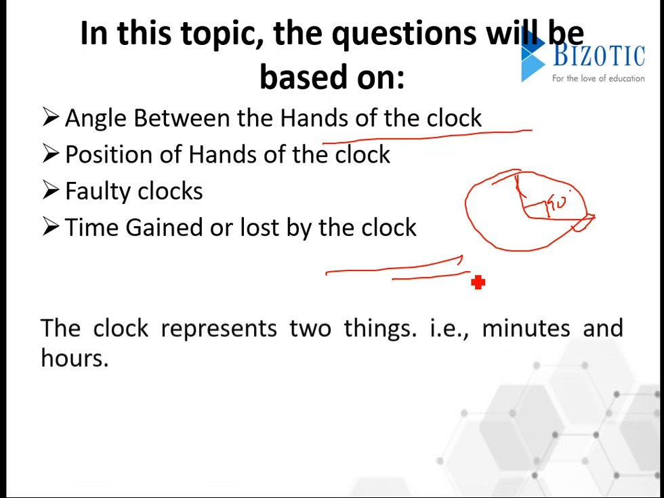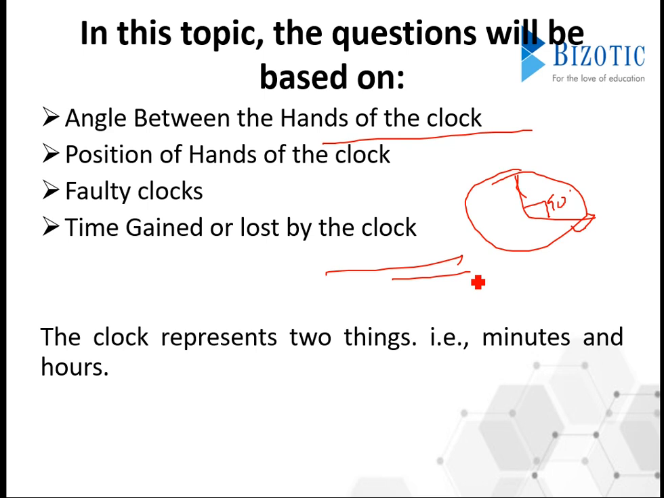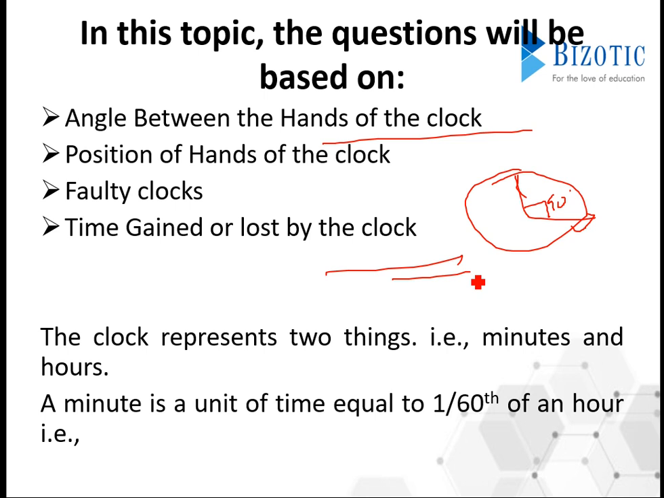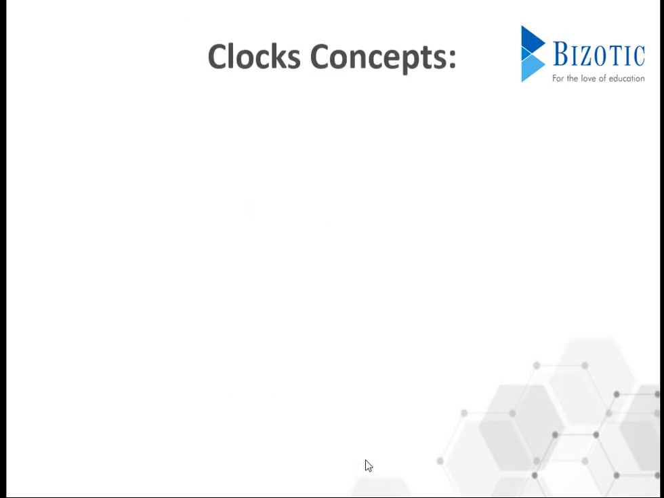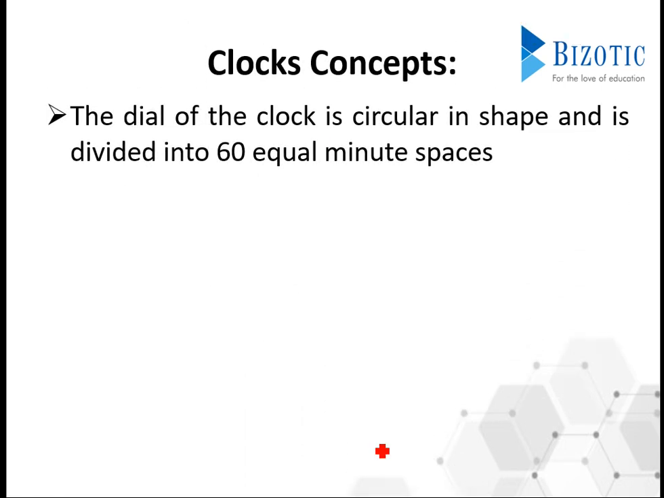In addition to that, a clock represents two things: minutes and hours. A minute is a unit of time, equal to 1 by 60th of an hour, which is nothing but 1 minute is equal to 60 seconds. So these are the kind of questions that you can always expect. In addition to this, let's see the features of a clock. So that is the clock's concepts.